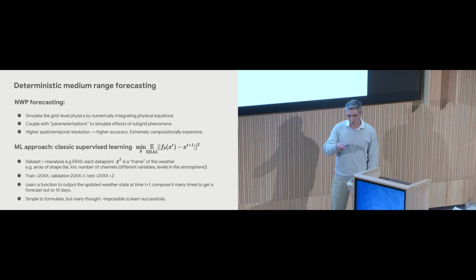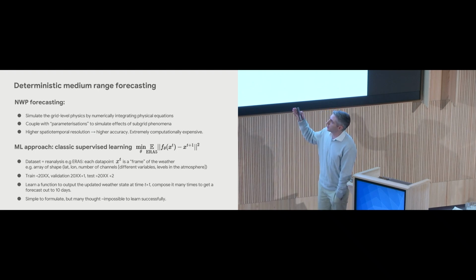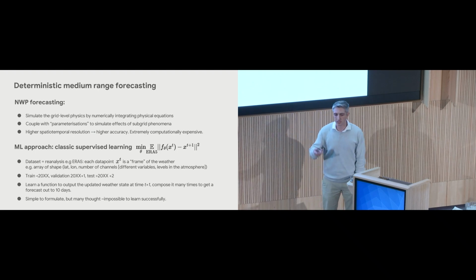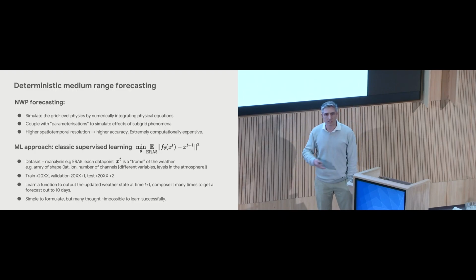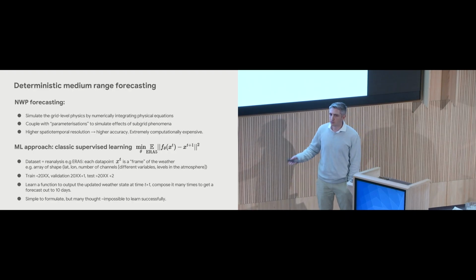You heard about reanalysis again this morning. This is a historical recreation of our best estimate of what the state of the atmosphere was over the last, say, 70 years. This was released by the ECMWF, and it's been a huge enabler for science. Each data point we have, x_t, is a frame of the weather. You can think of this as a latitude-longitude grid with a lot of channels, let's say 85 or so. They are different weather variables that you care about, at different levels of the atmosphere, and surface variables as well.